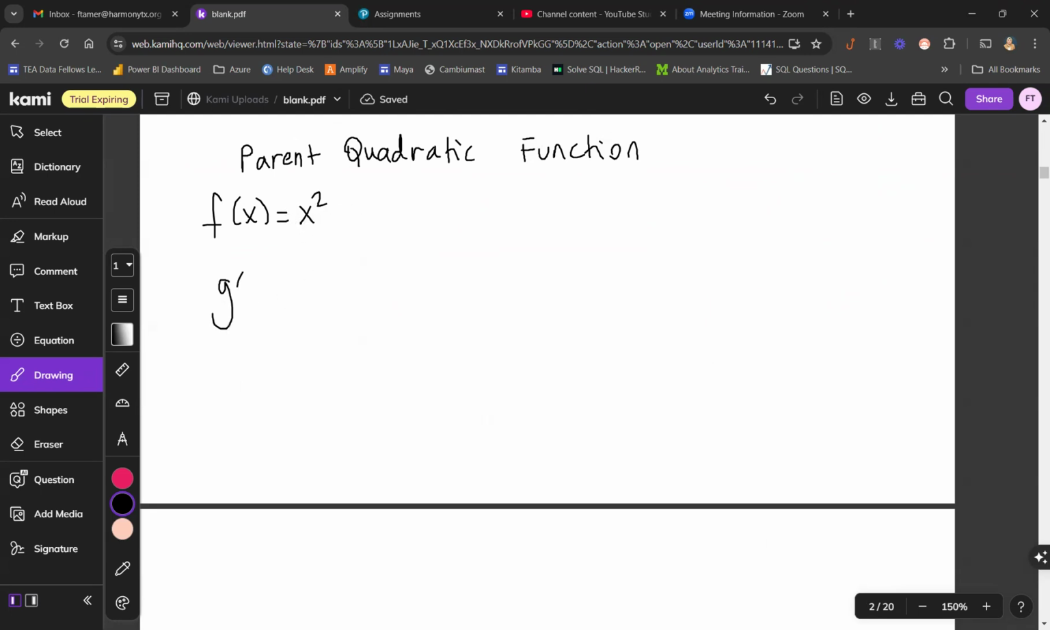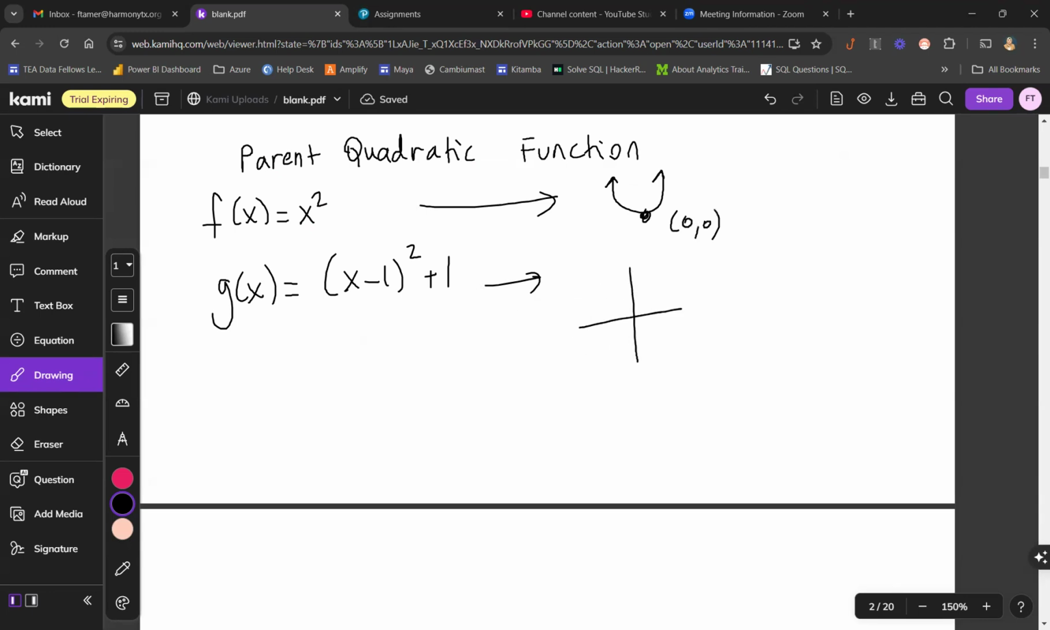So when somebody says, I have (x minus 1) squared plus 1, they are both going to have a U-shaped graph, but for this one, the vertex is at (0, 0). This one is still going to be a U-shaped graph, but the original graph will be shifted 1 unit to the right, and then it will be shifted 1 unit up.